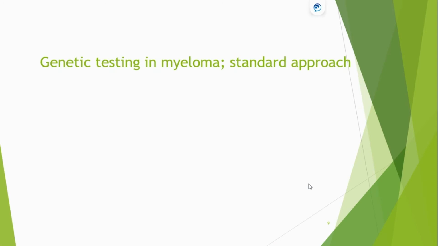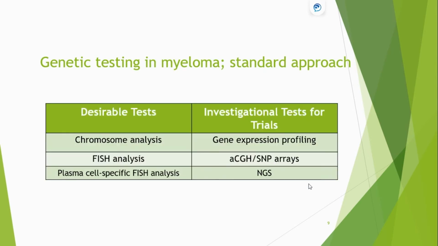When physicians are dealing with myeloma patients, what kind of genetic testing do they order? There's a standard approach, as you can see in the left column, as desirable tests. So they order chromosome analysis, FISH analysis, and plasma cell specific FISH analysis, which involves that enrichment process that I will get to. On the right-hand side, you see other investigational tests for trials or non-clinical settings, but some of them are used in clinical settings as well, like gene expression profiling of myeloma patients, chromosome microarray, or next-gen sequencing.